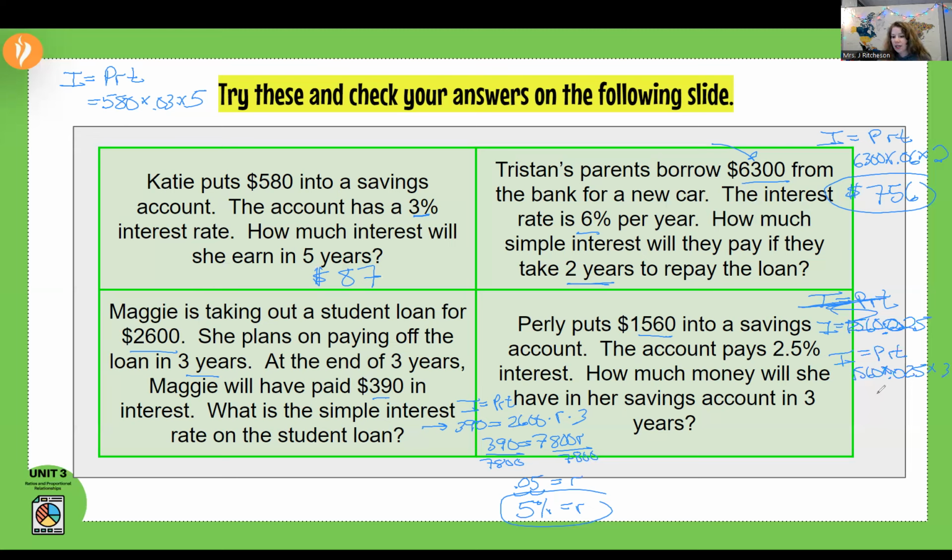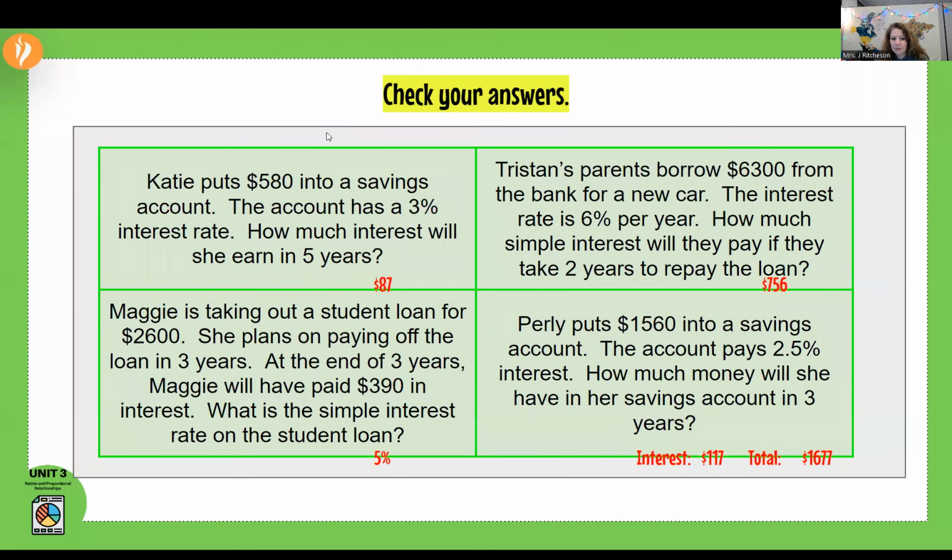So she's going to earn $117 in interest, but she didn't take this money out, right? So we're going to add how much she has in there plus the interest she earned to find out how much money is in the bank at the end of 3 years. And the grand total is $1,677. Okie dokie. I hope you guys got them right. Let me see. Yep, looks good.